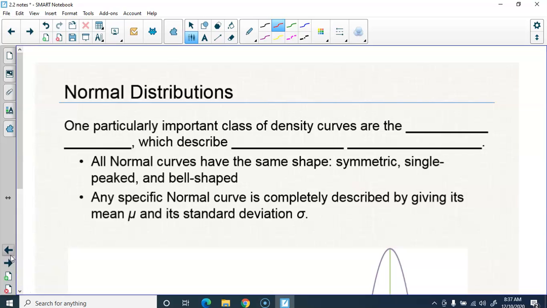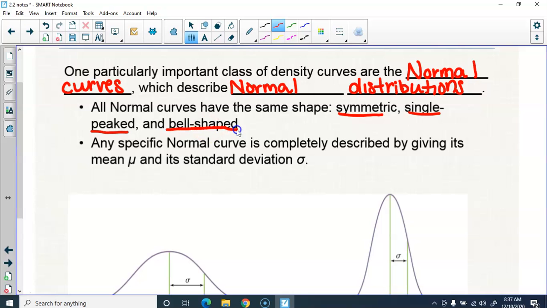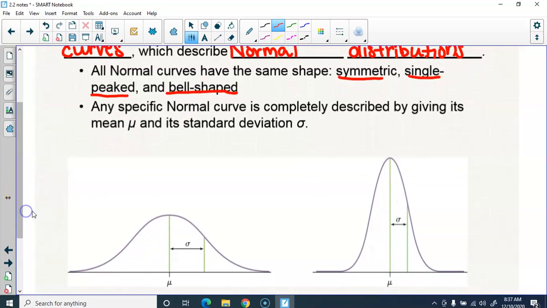One particularly important class of density curves are the normal curves. That's what we're going to hear about a lot moving forward here. And normal curves all describe normal distributions. It is important to know all these characteristics about normal distributions. They are symmetric, single-peaked, meaning they only have one tallest point, and they are bell-shaped. Any specific normal curve is completely described by giving its mean and standard deviation.